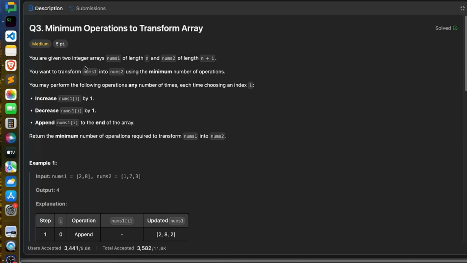So you are given two integer arrays, nums1 and nums2. The length of nums1 is n and the length of nums2 is n plus 1. Now you want to transform nums1 into nums2 using a minimum number of operations. You may perform the following operation any number of times, each time by choosing an index i. If you choose an index i, you can either increase that number by 1, or decrease that number by 1, or you can append nums1 at the end of the array, right? So you can do any of these three operations, and at the end return the minimum operations required to transform nums1 to nums2, right? Yeah, this is a good problem. Let's see how we can approach it.